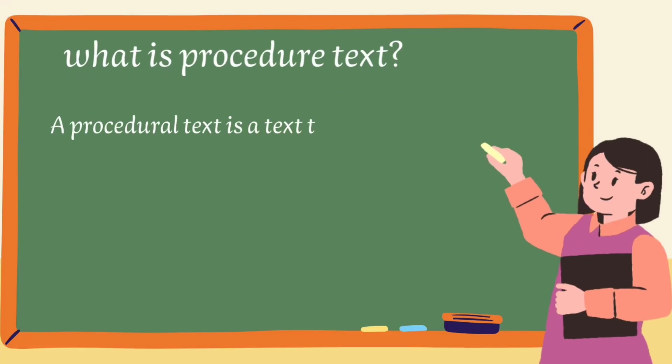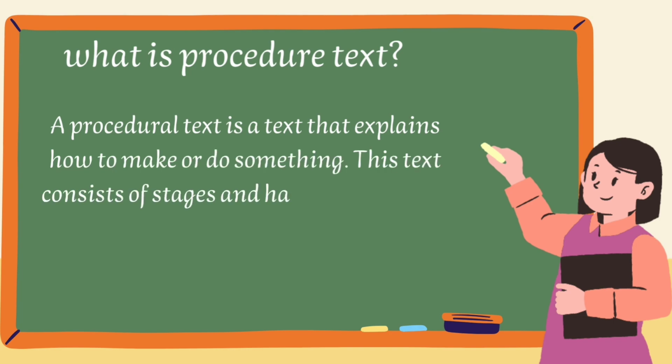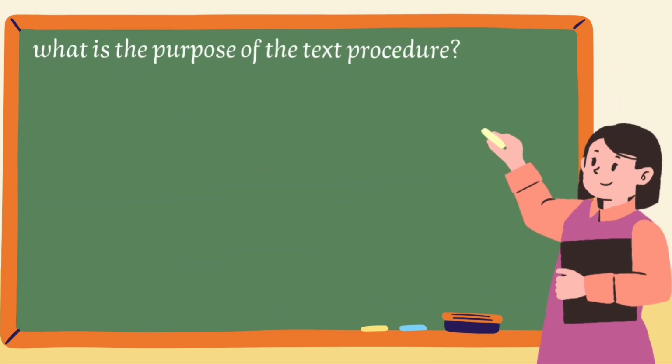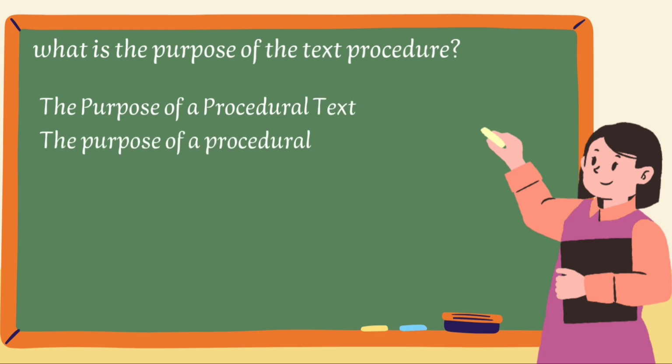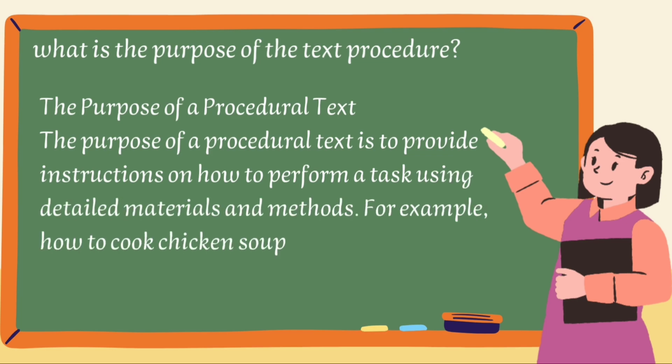Procedural text is a text that explains how to make or do something. This text consists of things and has an imperative sentence structure in the form of command. The purpose of a procedural text is to provide instruction on how to perform a task using the desired materials and method. For example, how to cook chicken soup, how to turn on a vacuum cleaner, and so on.